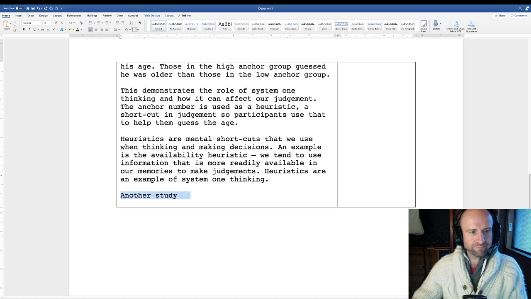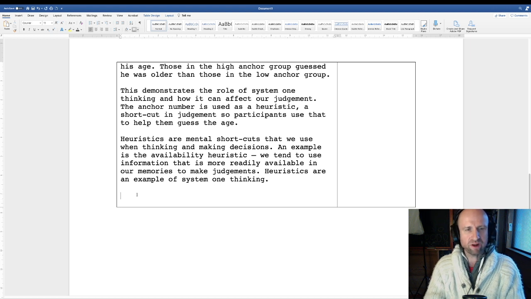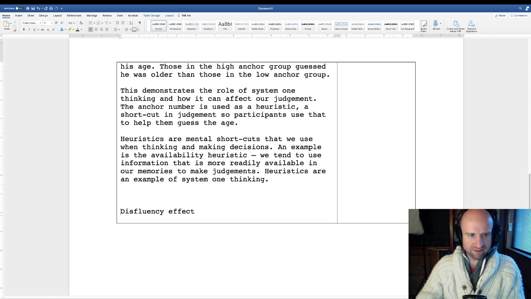Okay, now I'm thinking, at this point, I've got one study. I feel like I've shown some knowledge here with the anchoring effect and heuristics, but I want to have a really good second study now. And here's one I found recently about the disfluency effect. And I might even link this to applications. So I'm going to get into my evidence and my application at the same time.